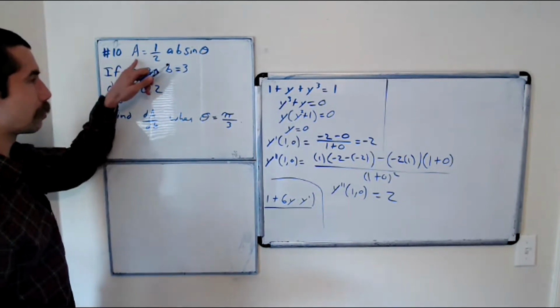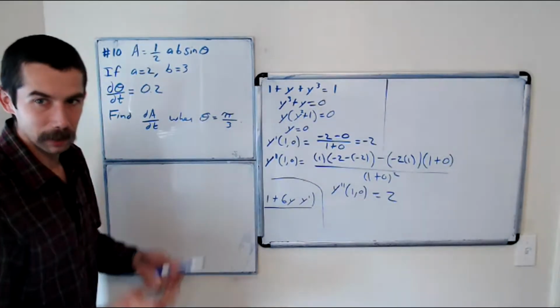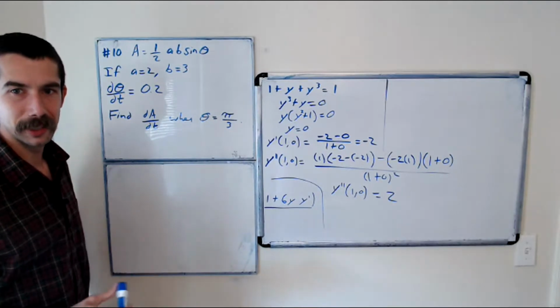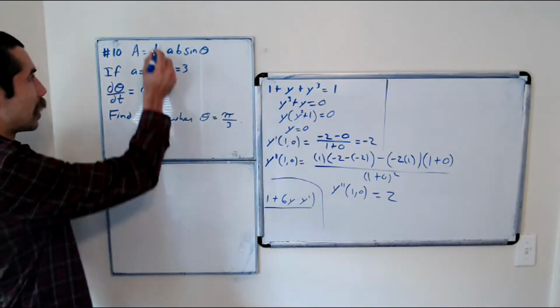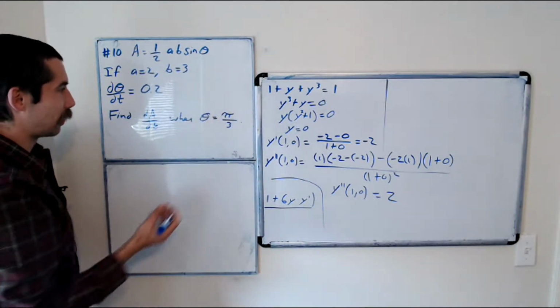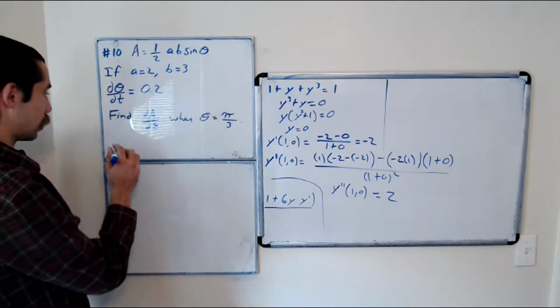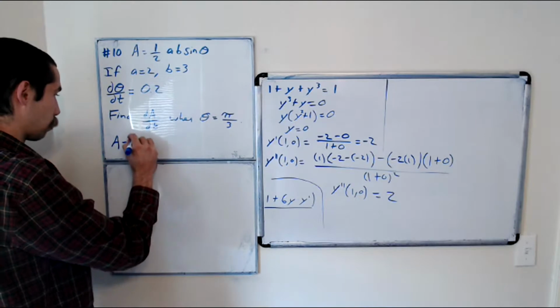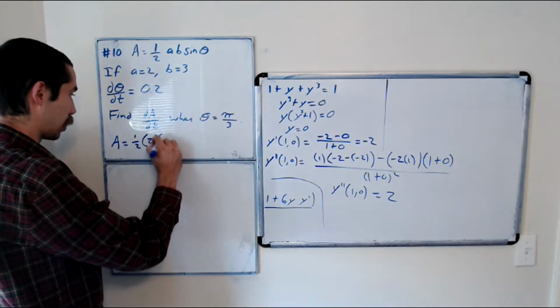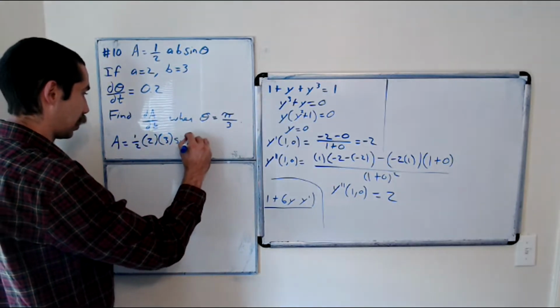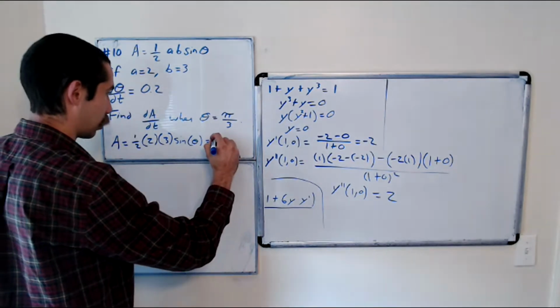Okay, so what we could do is just take our equation here. Here we're relating rates, right? This is a related rates question. Here we can take our formula, take the derivative of both sides. Well, first, let's just plug in these values, 2 and 3. So A equals 1/2 times 2 times 3 sine theta, which is just equal to 3 sine theta.